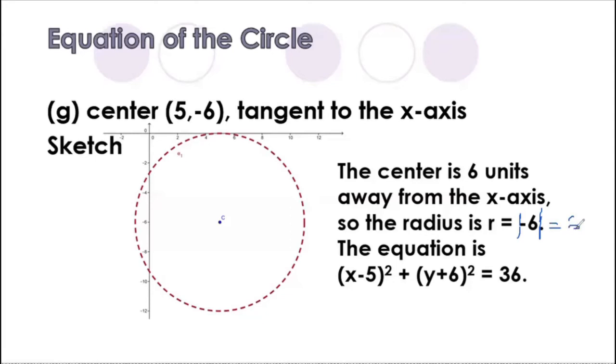Then, meron na tayong center. Lagay natin yung center (h, k). h is 5 and k is negative 6. So we have the quantity of x minus 5 squared plus quantity of y plus 6 squared equals radius 6 squared, which is 36. And that's it.